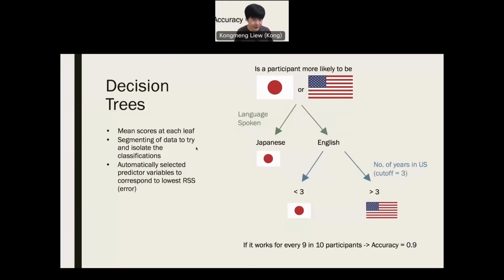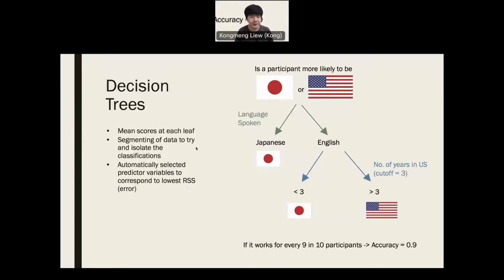So what is a decision tree? This is, I think, used more in economics and not so much in psychology. But we're basically trying to segment the data. We're trying to tear the data apart and see if, by splitting the data up, we can then get a representation of participants who are Japanese and American. And so splitting the data, essentially, we're just trying to apply rules to it.